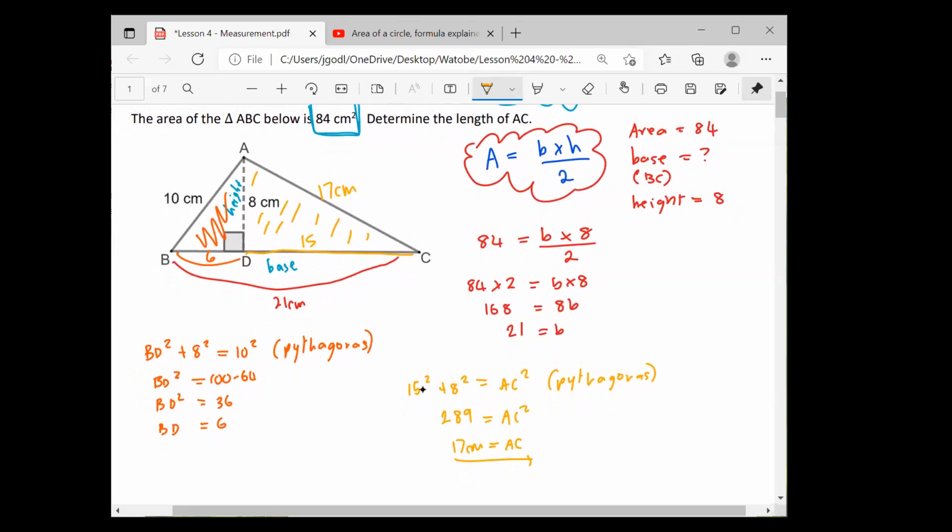So let's just recap what we did. First thing we did was we put the information that we were given into the area of a triangle formula. We found the length of our base. Once we did that, we found BD by using Pythagoras because it was a right angle triangle. And then we used that value over there, that's 6, to find DC, which was 15. And with the 15 and the 8, we were able to find AC through Pythagoras again. And that is where this big question ends. So well done to those of you who got close.